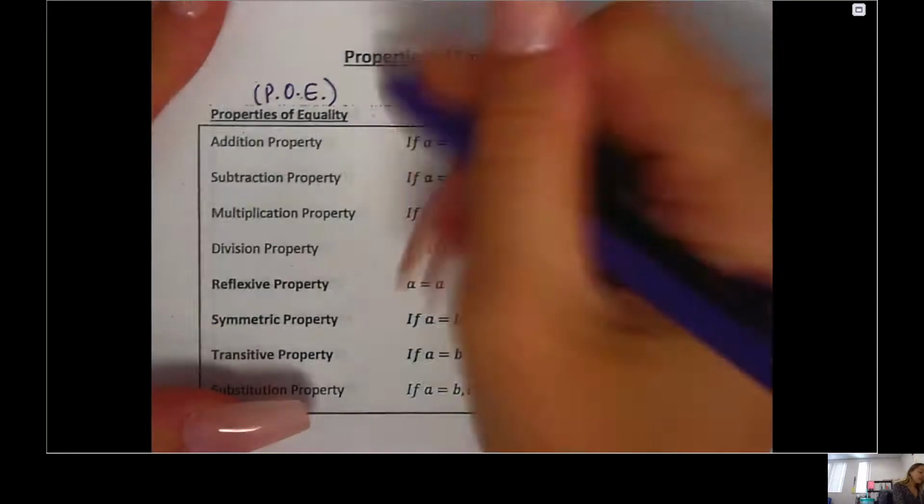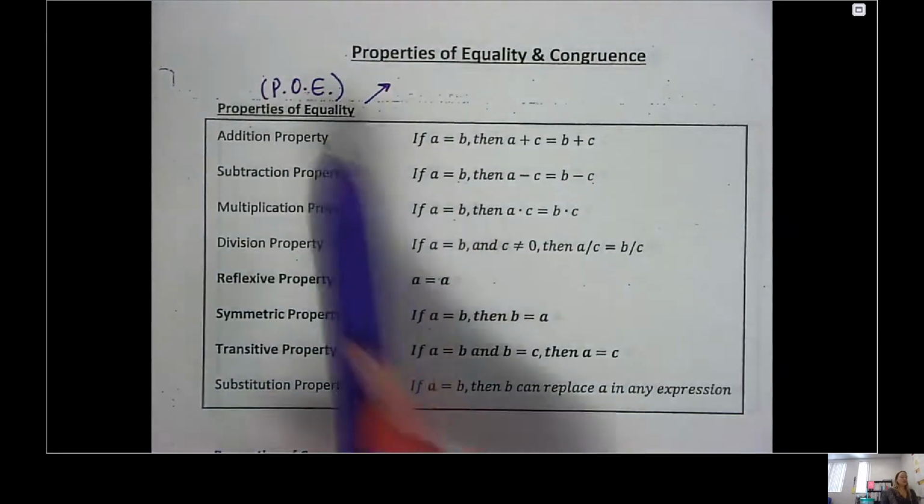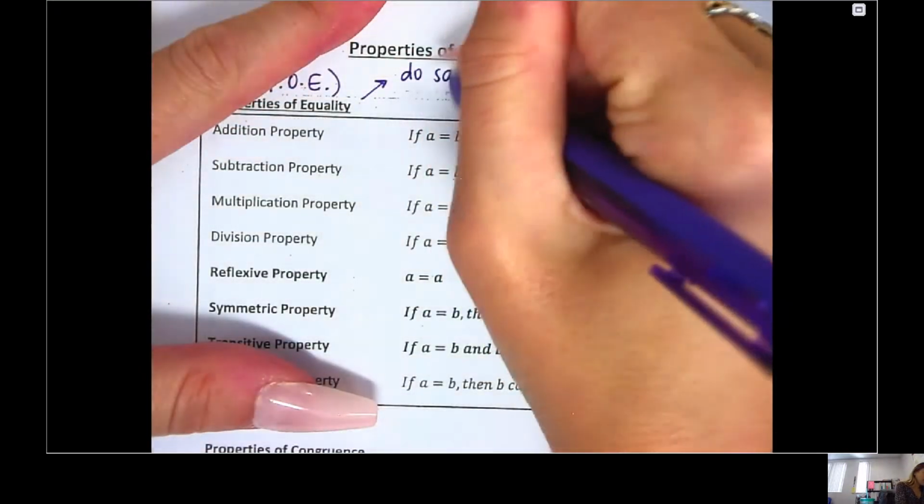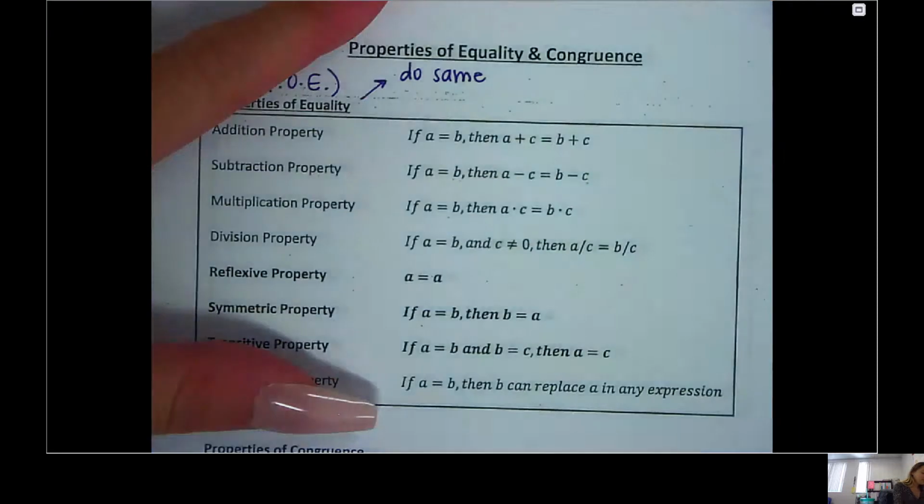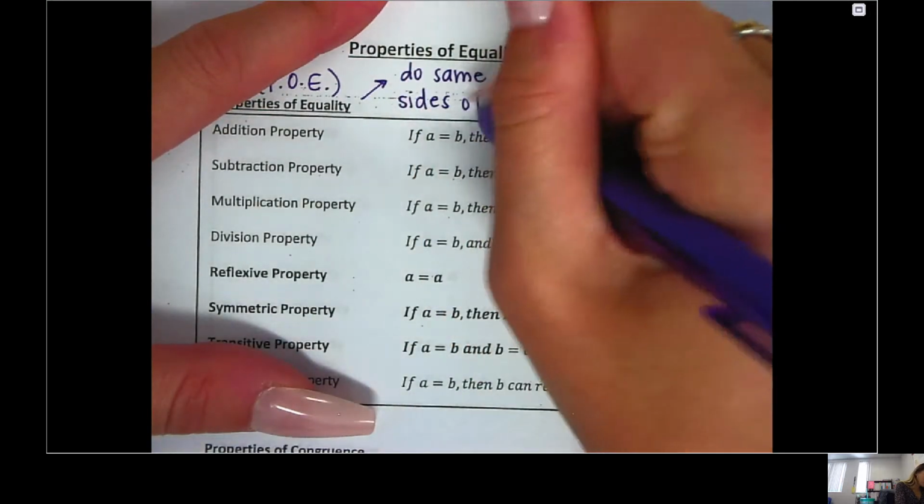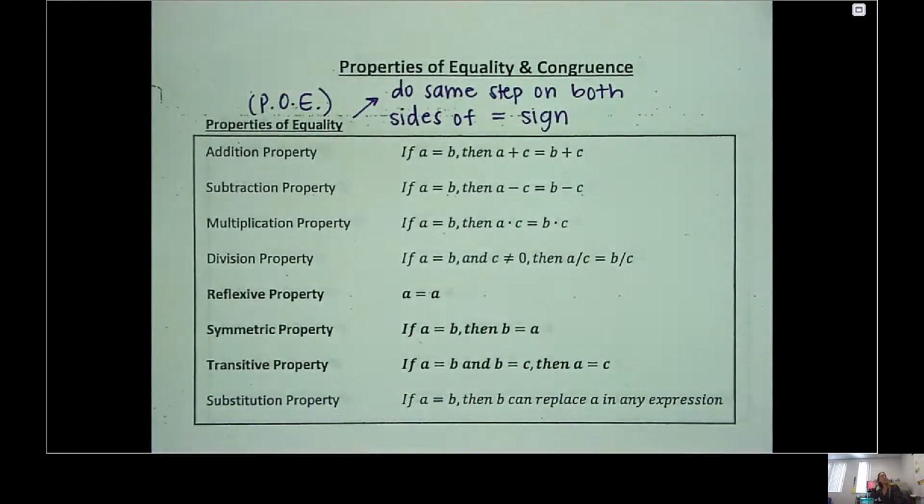So I'm going to write that up over here. You're going to do the same step on both sides of the equal sign. That's what a property of equality means. So if you're going to subtract on both sides of the equation, that's a subtraction property of equality. If you divide on both sides, that's a property of equality. Doing the same thing on both sides of the equal sign.